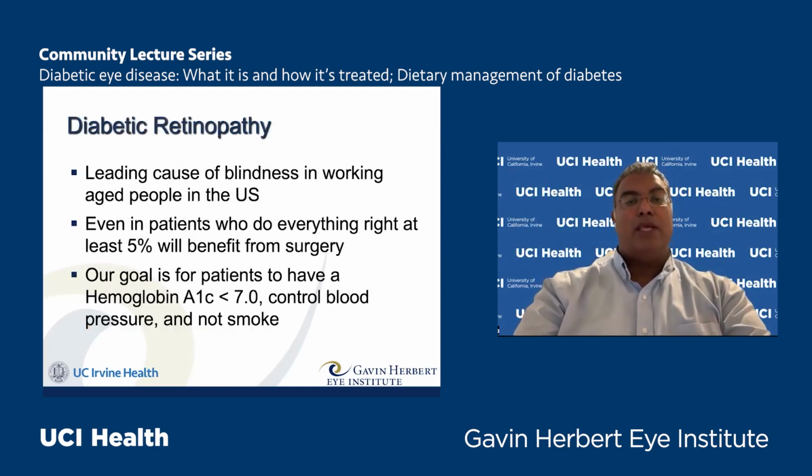So diabetic retinopathy is the leading cause of blindness in working age people in the United States. Even in patients who do everything right, at least 5% will benefit from surgery or procedures for diabetic retinopathy. These are patients who are well-controlled diabetics. Our goal for patients is to have a hemoglobin A1C less than 7%, control their blood pressure, and do not smoke. Ultimately, diabetes is a disease of blood vessels.